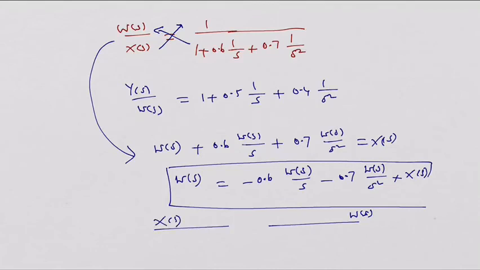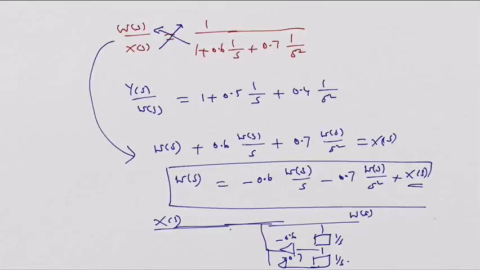You can notice that X(s) is directly available in this equation without any term in division or multiplication, whereas W(s) is passed through two consecutive terms of 1/s, right? Agreed or not? You can guess what is going on here, right? And each term is to be properly multiplied by minus 0.6 and minus 0.7. Agreed? They are all to be added together. So this is how this equation is to be realized.